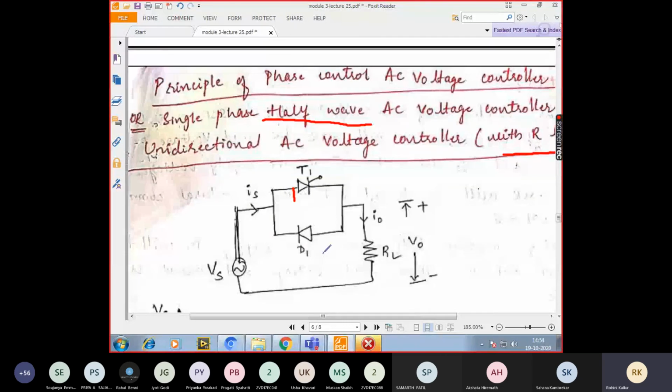One more thing we have written here is unidirectional AC voltage controller, because you are controlling the device only in one direction. During the positive half cycle you are controlling it, so it is called a unidirectional AC voltage controller and phase control. So these three names are given to the same circuitry.